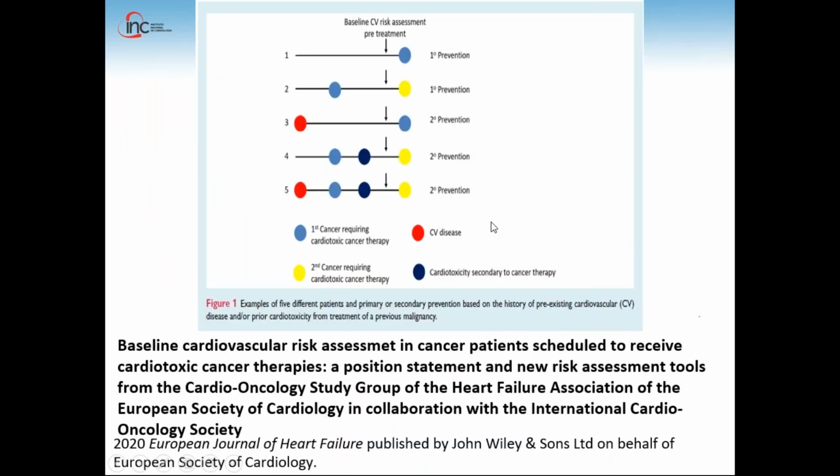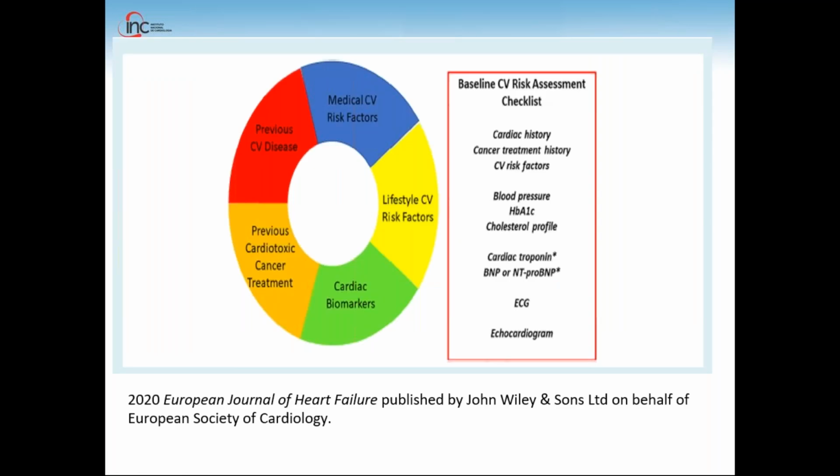Here are some examples of patients and the difference between primary prevention and secondary prevention. This patient has cardiovascular disease, but she doesn't have a low ejection fraction before the treatment, and she has a second cancer, with recurring cardiotoxic cancer therapy. So we can see her in these 5 examples. The document brings us the importance of considering factors like medical cardiovascular risk factors, lifestyle cardiovascular risk factors, cardiac biomarkers, previous cardiotoxic cancer treatment, and the presence of previous cardiovascular disease to risk stratify the patient.